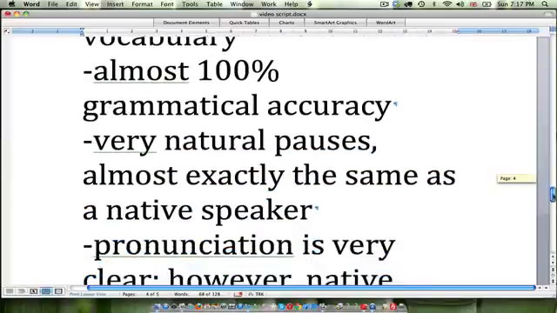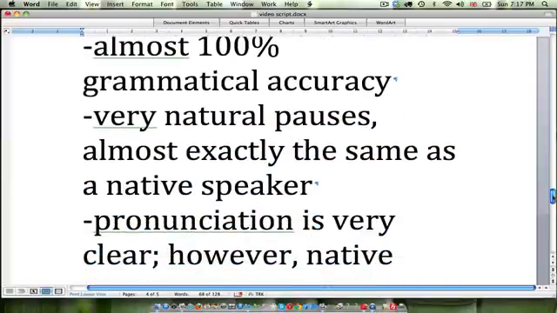The student is grammatically accurate almost 100% of the time. There may be a few slip-ups, maybe a few more slip-ups than a natural native English speaker would have. So it's clear that this student is not quite completely 100% fluent, but the fluency is at a much higher level than at Band 7. The student has very natural pauses in their speaking, akin to what would be delivered by a native English speaker.